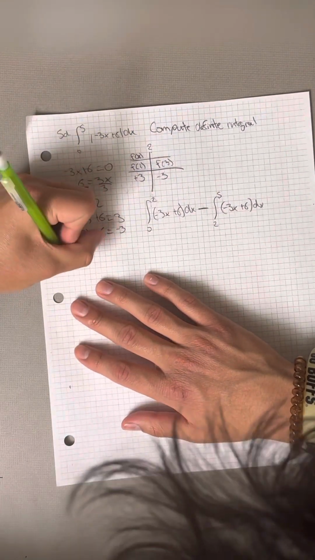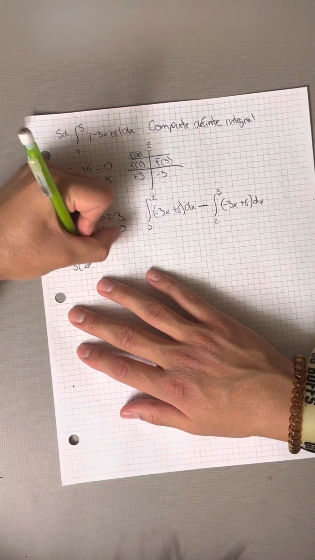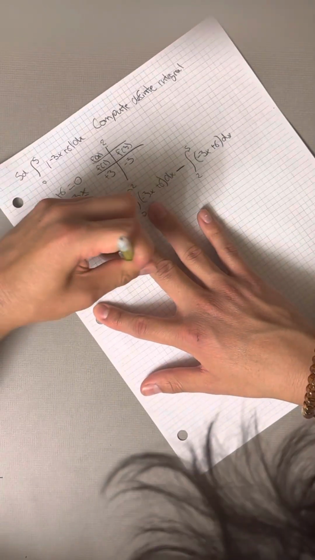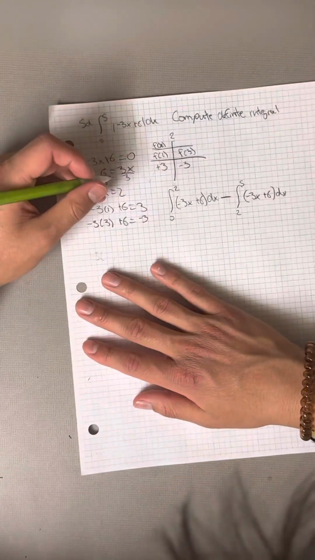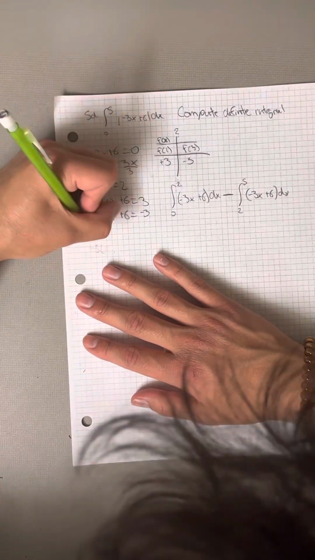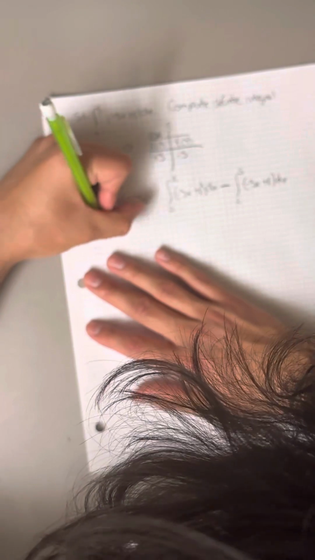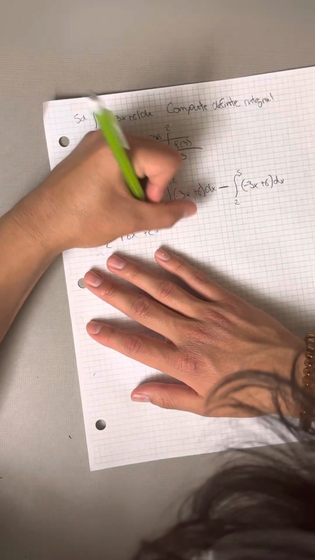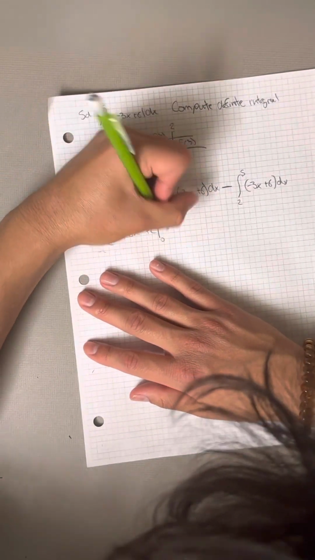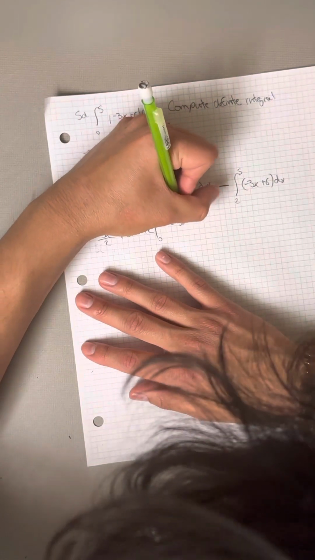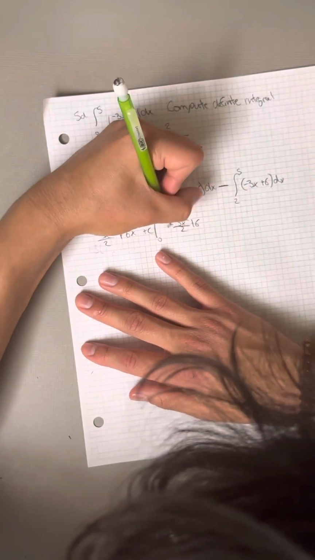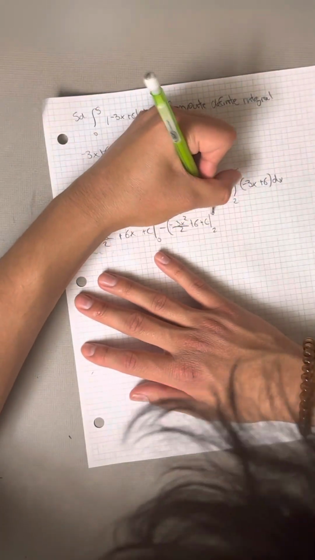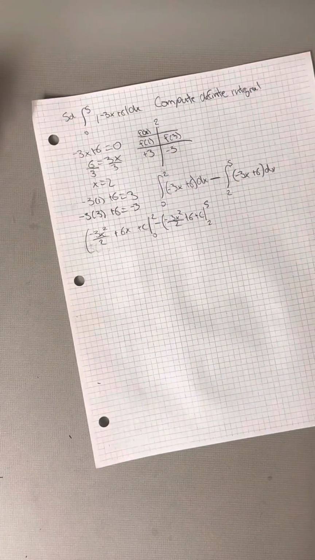So let's find the upper bound. Negative 3 times 2 plus 6. Whoops. That's not what I meant. We're actually finding the antiderivative, obviously, because we're using FTC. So the antiderivative, you get negative 3x squared over 2 plus 6x plus c from 0 to 2 and from 2 to 5. Yeah, look at it that way.